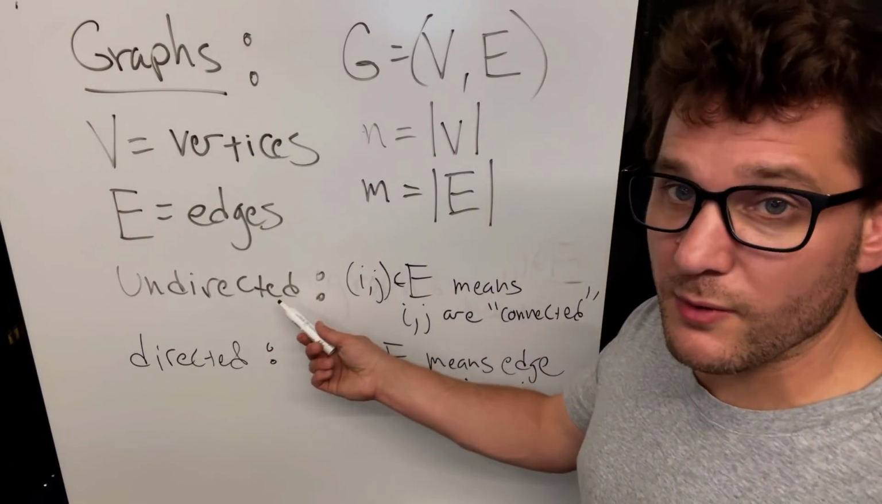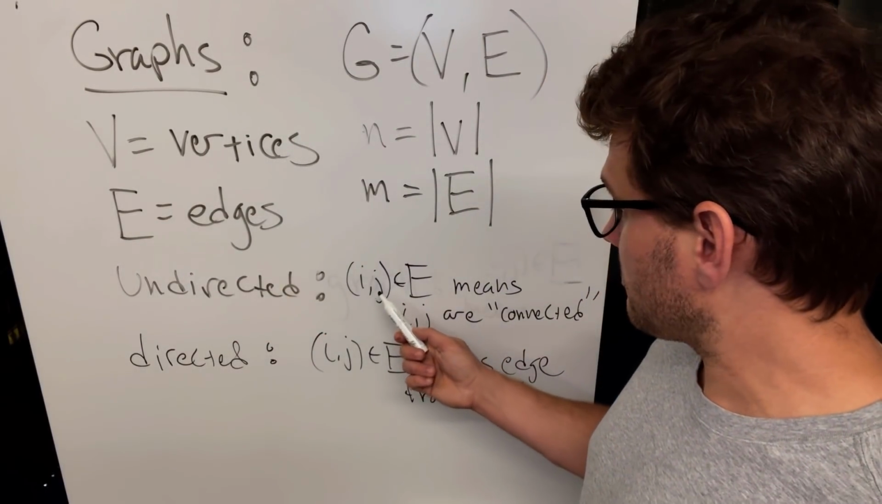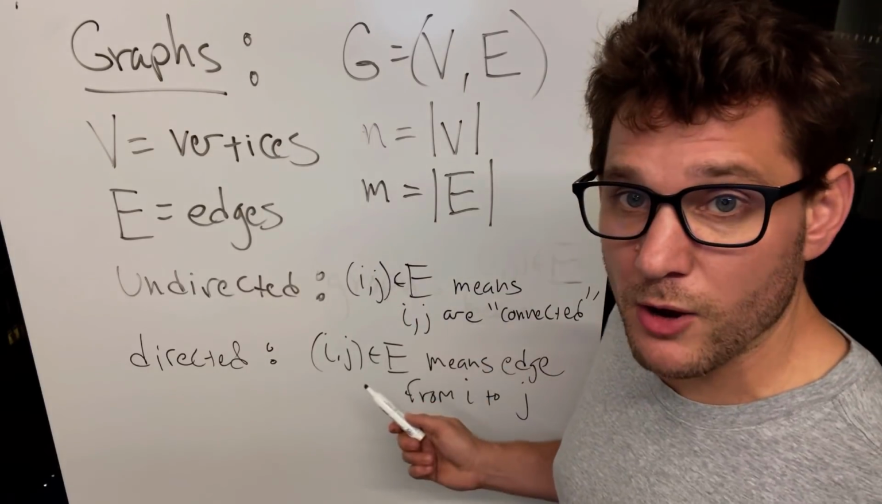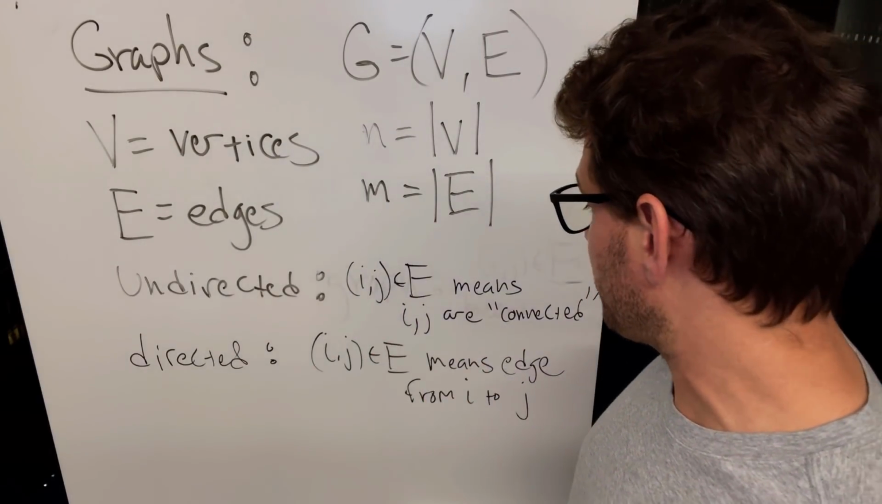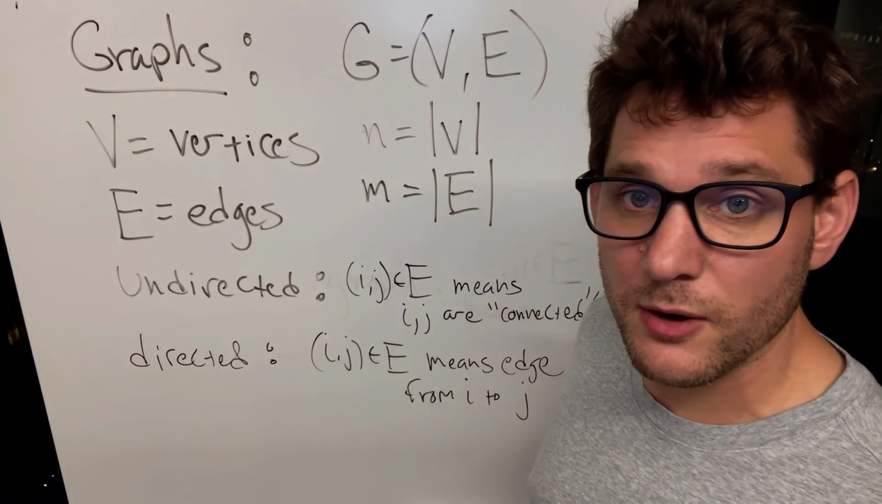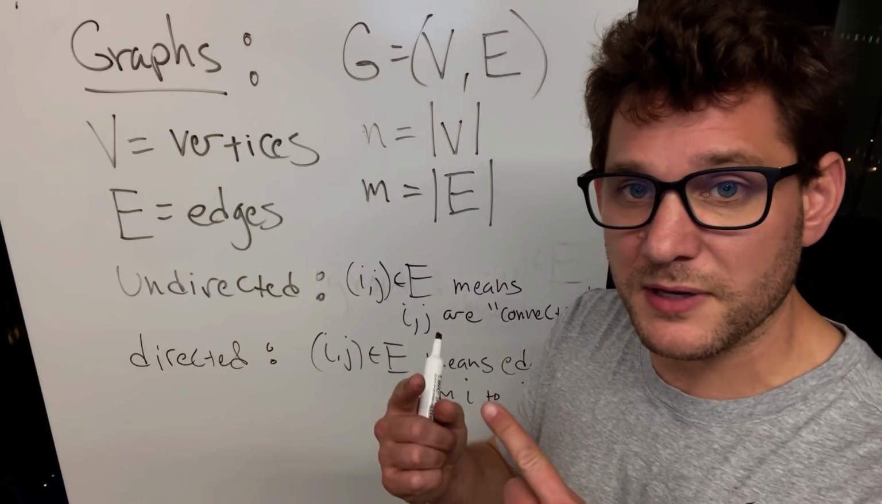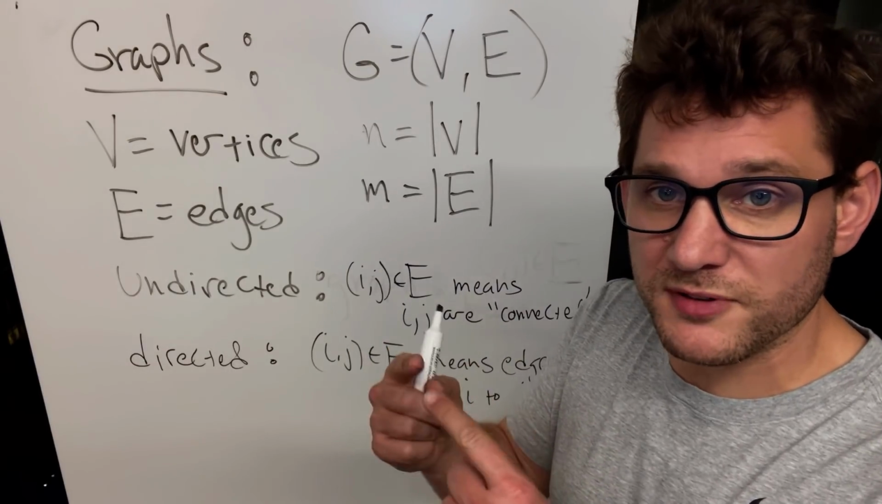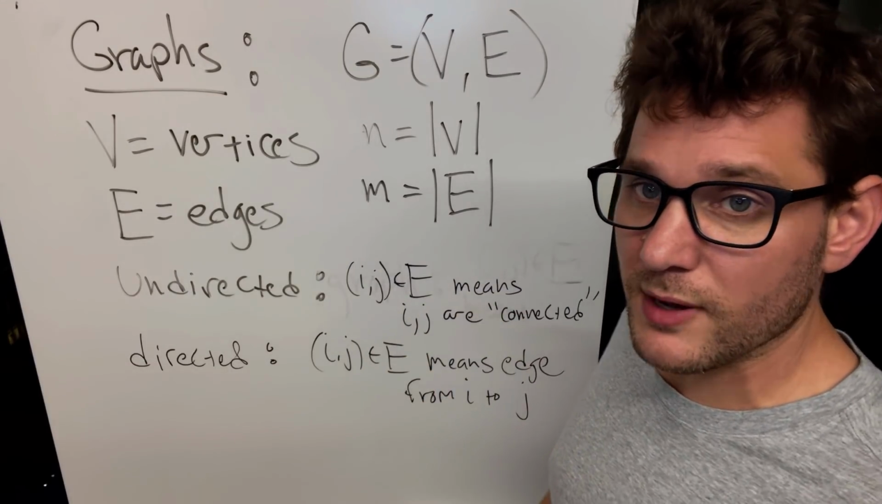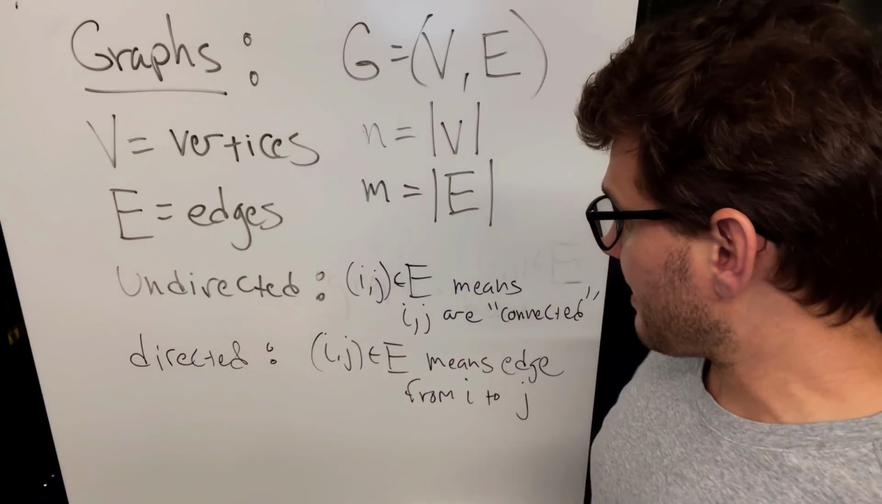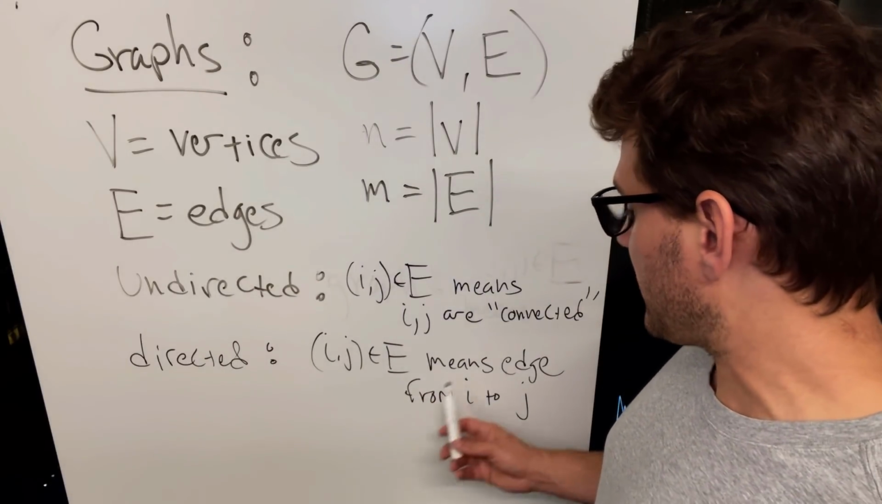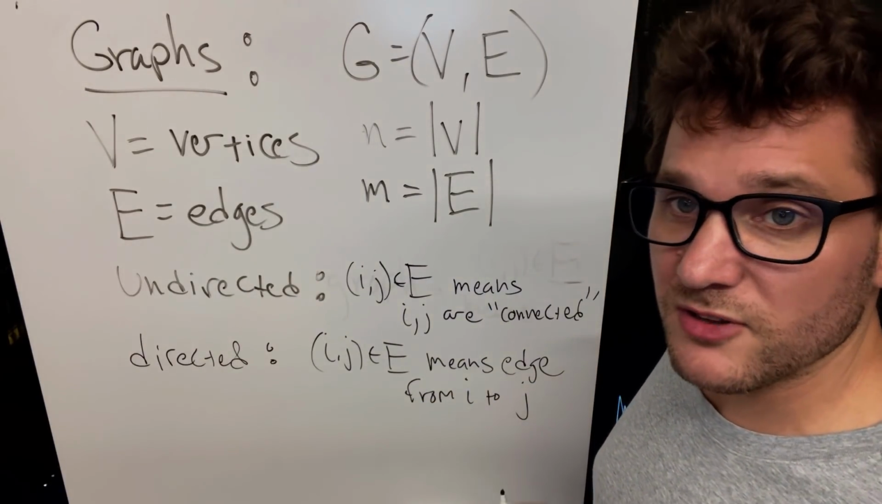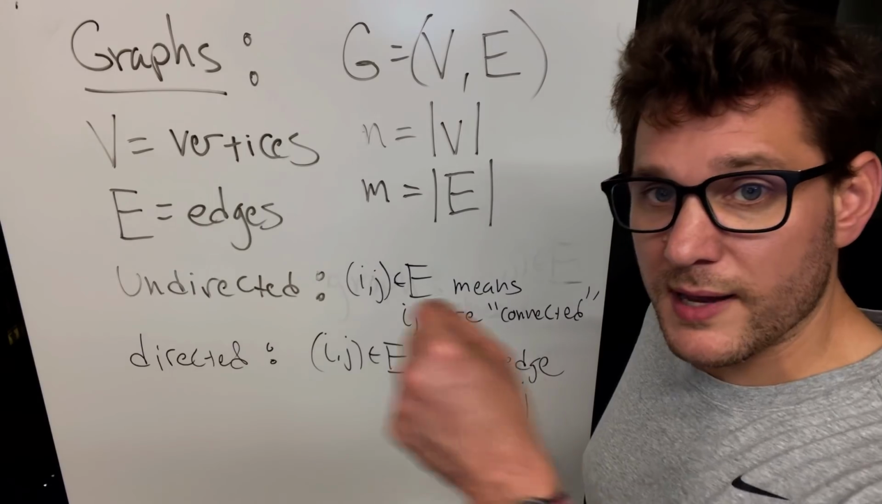You can have undirected graphs, where if you have an ij pair in the edge set, that just means that i and j are connected. There's no directionality. It doesn't mean that i points to j or j points to i; they are just connected in this undirected graph. In the directed graph, though, if you have ij in the edge set, that means that i points to j. There's a directed edge from i to j.